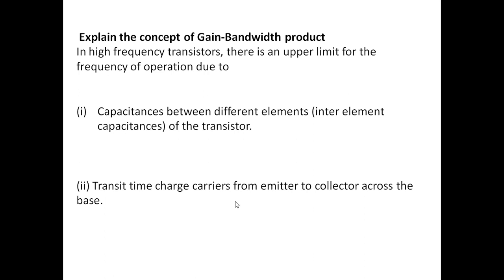Due to the capacitances between different elements of the transistor, the gain bandwidth product may change. Then there is the transit time of charge carriers from emitter to collector across the base. Transit time means how much time it takes to travel from emitter to collector through the base. That is nothing but transit time.